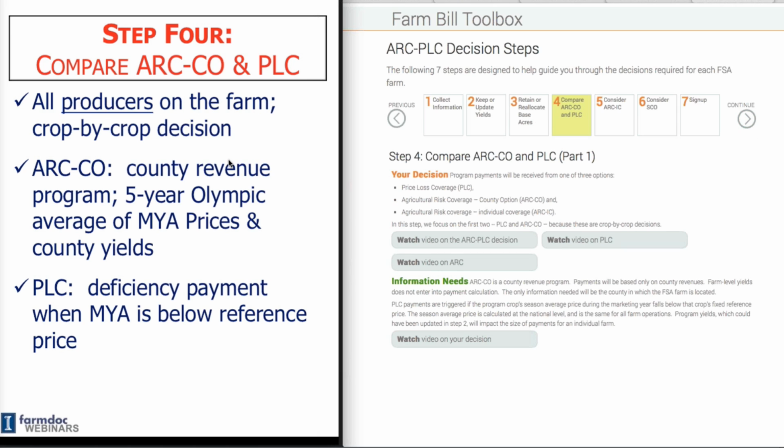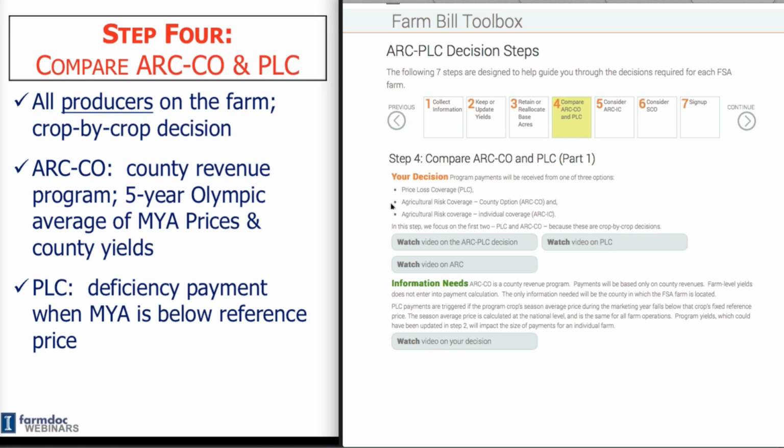So step 4 in the process: once you've gone through, collected all the information you need, taken a look at your current payment yields versus the numbers you could update those to, and your current base acres versus what you could potentially reallocate those to, now it's time to get into looking at the different programs. So step 4 in our 7-step process starts that analysis, and we start off by recommending that you take a look at the county level revenue option, ARC County, versus the Price Loss Coverage program, or the PLC program.